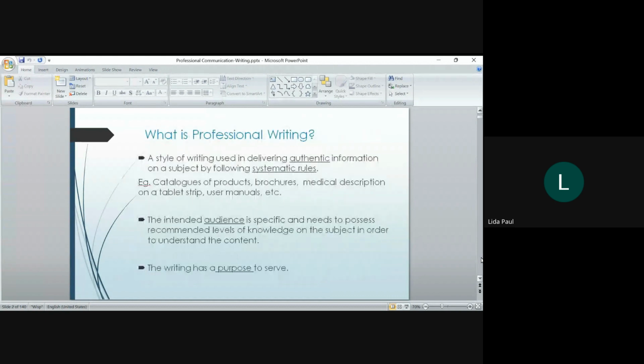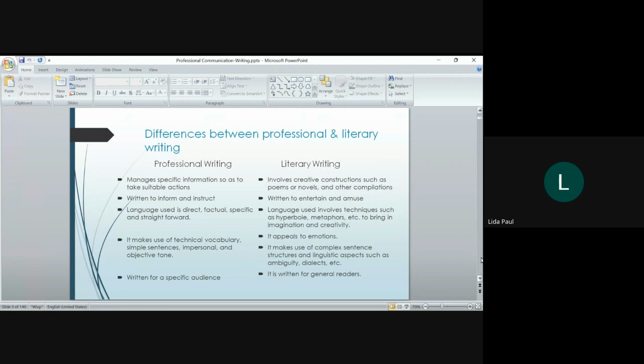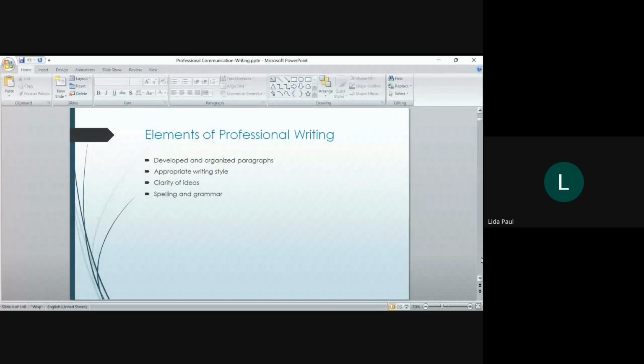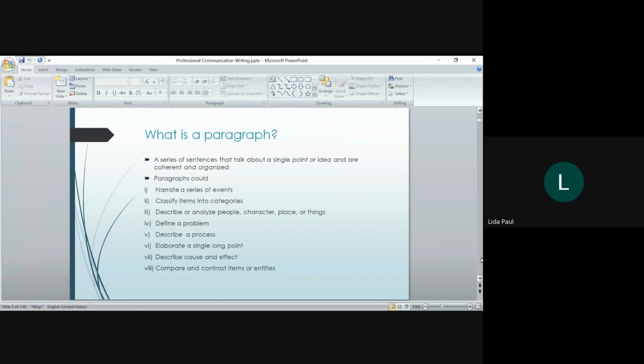So we stopped here. In the last class, if you remember, we had talked about all of these things. I'm not going to go over it again. We just spoke about what professional writing means and what its essential differences are from literary writing, and what would constitute the elements of professional writing, right? Among these, there are four mentioned, like we discussed last time. We are going to start with the first aspect, which is developed and organized paragraphs. Organization comes a bit later. First, we're going to talk about the development of paragraphs.